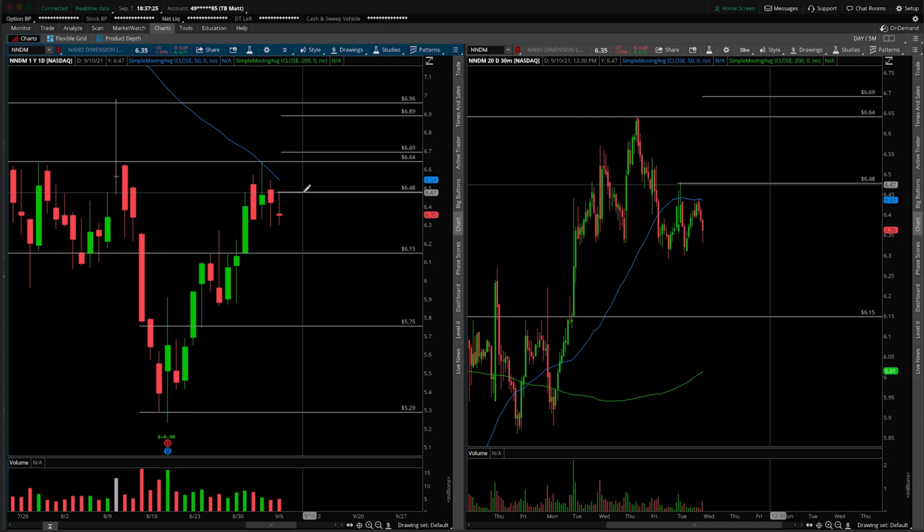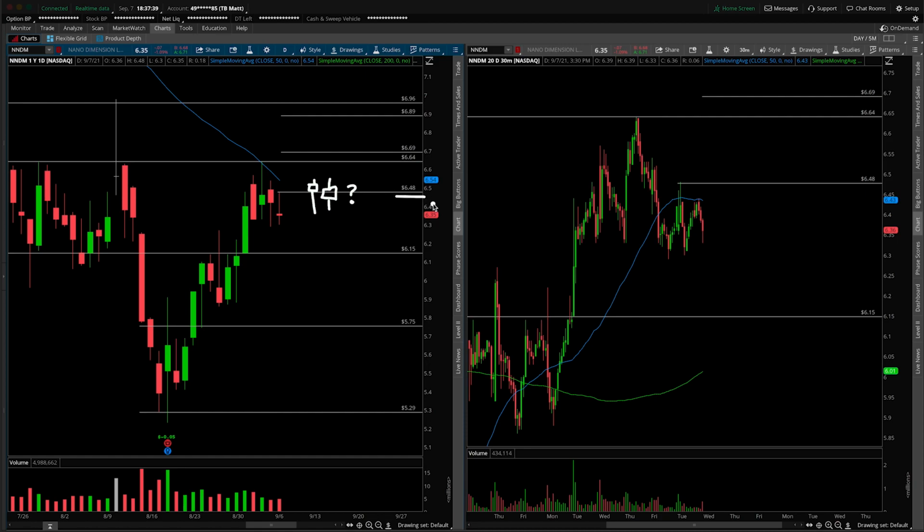When we get to the gap fill, that's where you start to say, okay, are we going to print a hammer candle down here? And again, this would happen on an intraday time frame, but hammer candle, indecision doji, basically anything that would make you question, are we going to have a gap fill reversal? That would happen at $6.48.